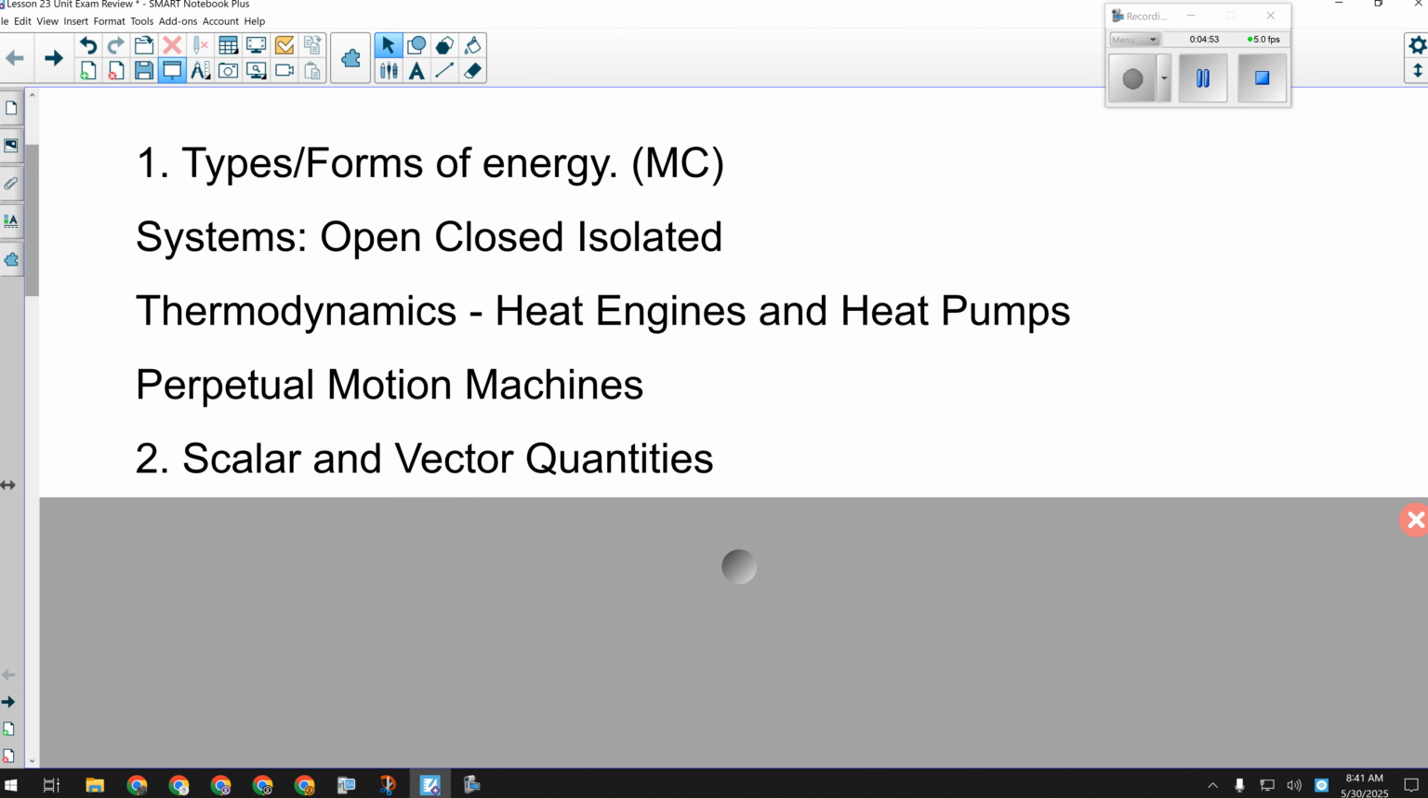Not so much because I'll have a multiple choice question, which of the following are vector quantities. I'm more than likely not going to do that. But here's where that becomes important. What if I give you an acceleration problem where I give you the acceleration, the initial velocity, and the time, and I ask you to calculate the final velocity?